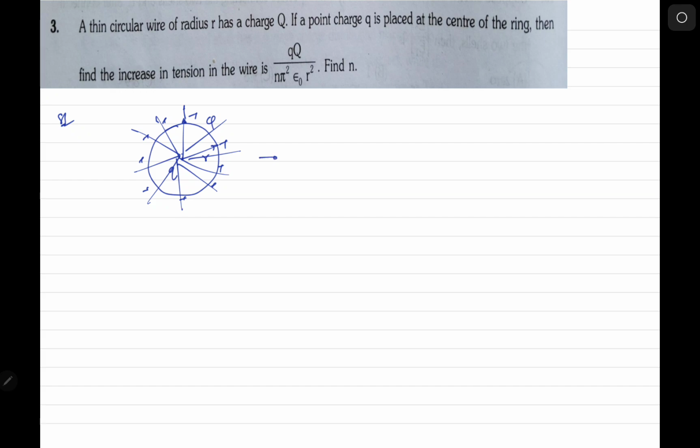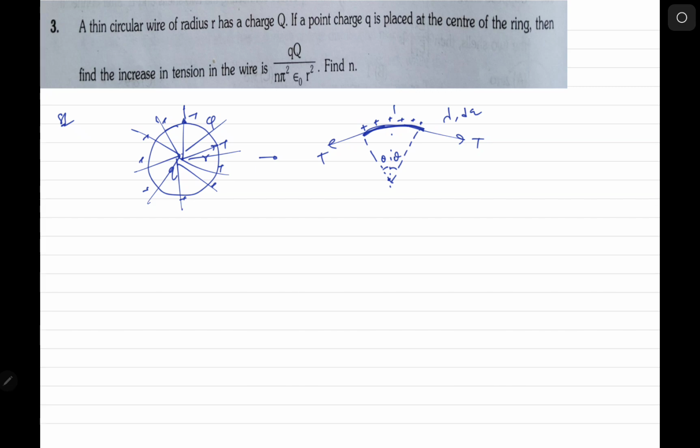To find the tension in this ring, we will take an element. This is a ring element, which I took as symmetric about the y-axis. Let's say the charge is dq and the linear charge density is lambda. Let's say this angle is theta, symmetric. Now there's a tension, and tension direction is always pulling. So if we draw the direction of tension, it will be this one and this one. I hope you know from the 11th, tension always pulls.